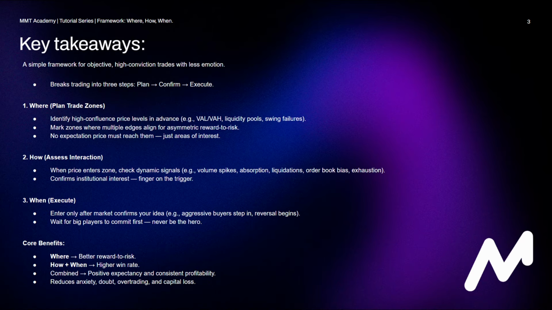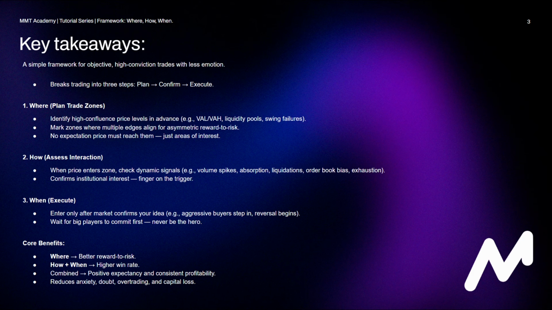Step 2, the how, is the assessment of the interaction. When price enters the zone, check for dynamic signals, and then if it confirms institutional interest, finger on the trigger. Step 3, the when, is the execution. Enter only after the market confirms your idea. And don't be the hero. Wait for the other players to commit first before you do. There's almost no benefit to being the first in on a trade idea.